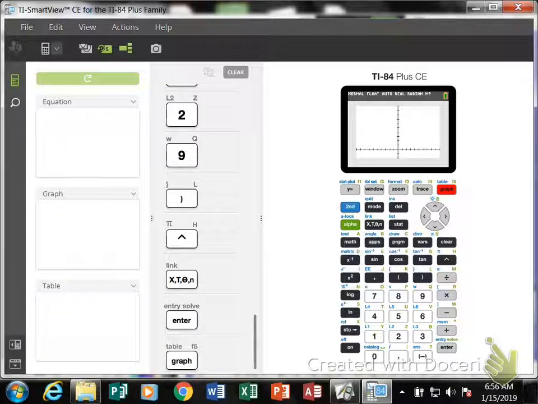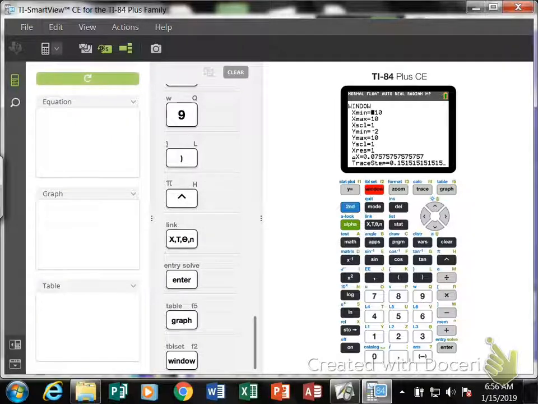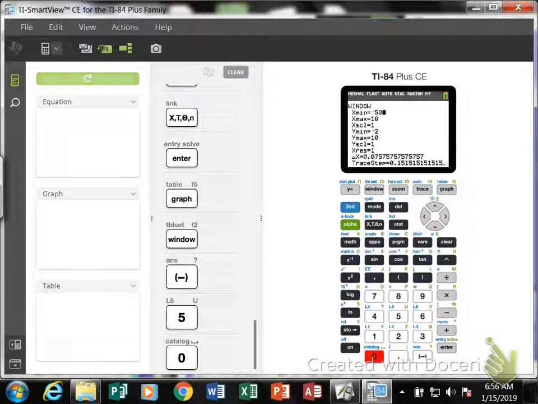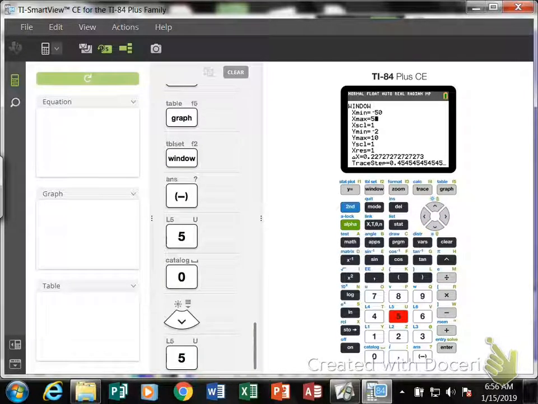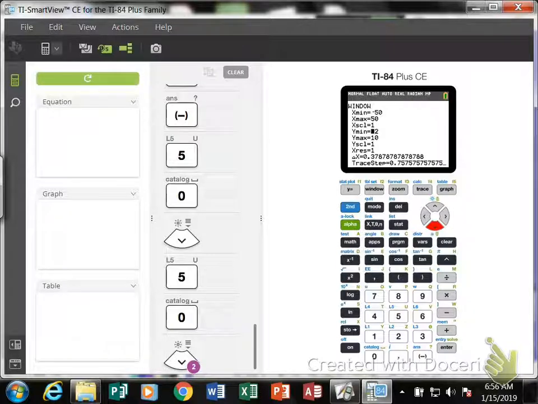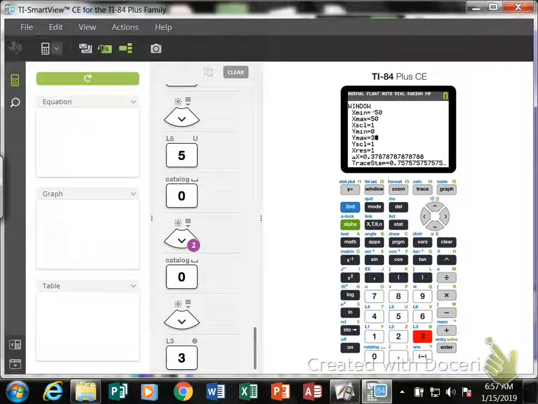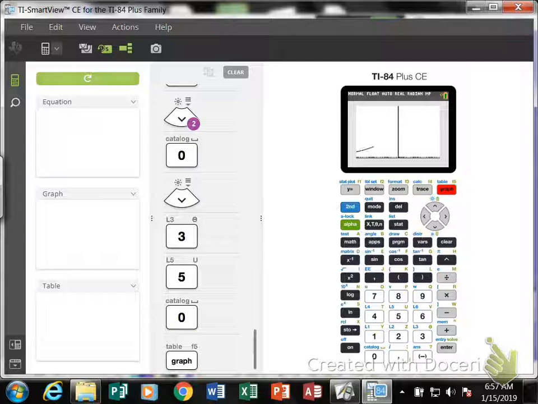So we need to be able to adjust our scale. It's a matter of just thinking outside the box and knowing what your values are. So I'm just going to do negative 50 to 50, and let's do 0 to 350. Graph it. And there I have something that looks like that.